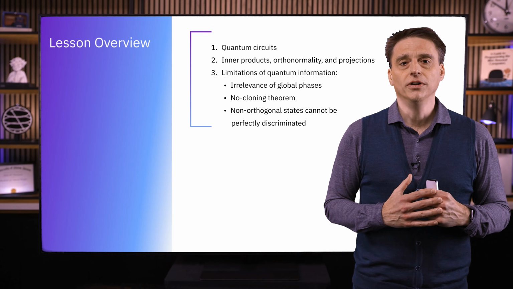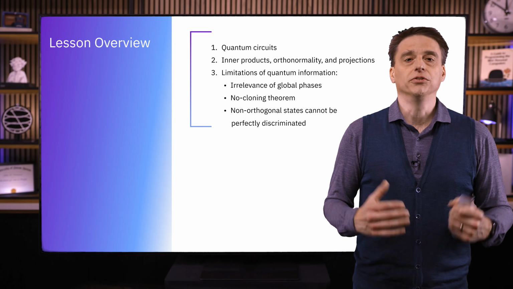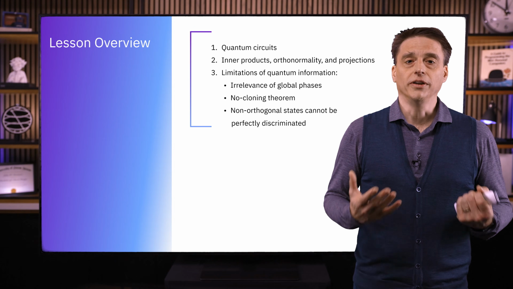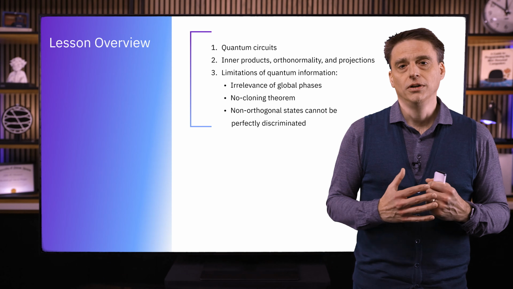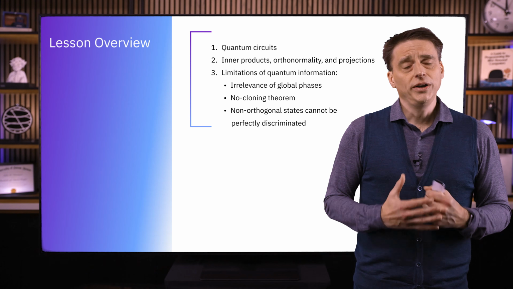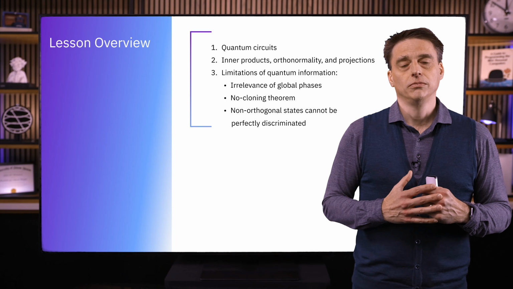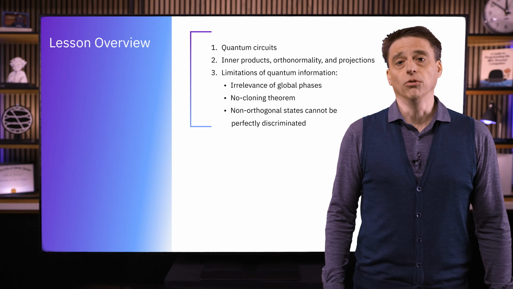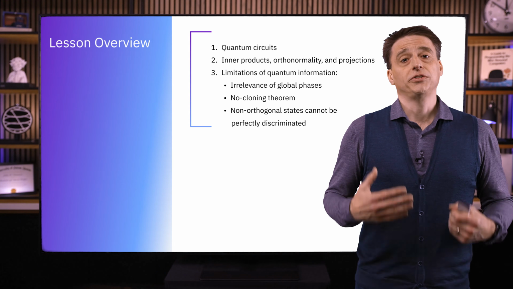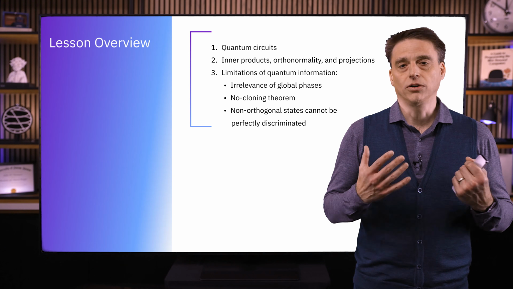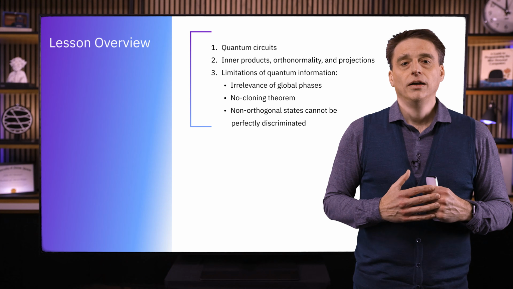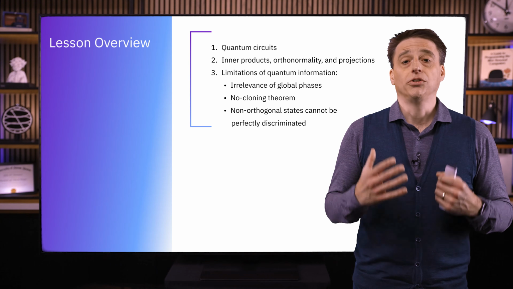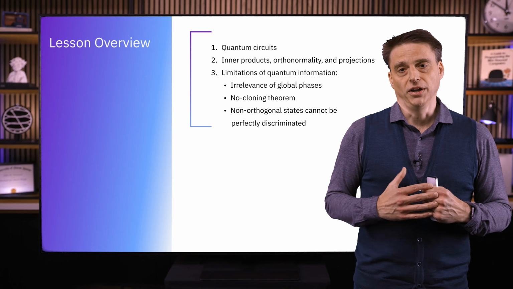And in the third part of the lesson, we'll take a look at a few important limitations of quantum information. Ultimately, what we want to do is to explore interesting things that we can do with quantum information. But in order to do this effectively, we need to be aware of some things that we can't do. In particular, we'll discuss the notion of a global phase and why global phases are irrelevant. We'll see a statement of the no-cloning theorem, which tells us that quantum states can't be copied in general. And we'll see that two quantum states can't be perfectly discriminated from one another unless they're orthogonal, which is a fundamental limitation to be aware of.